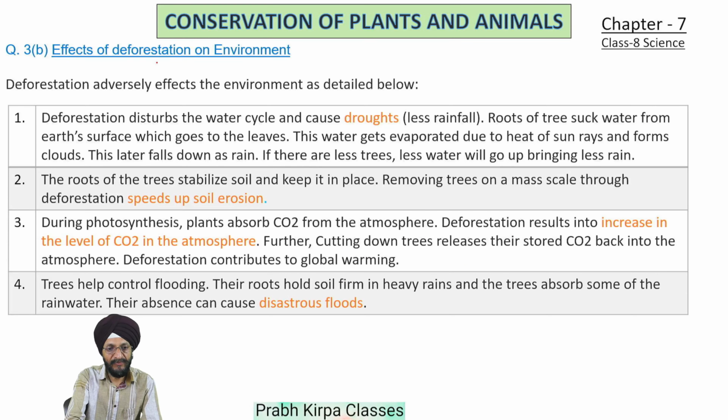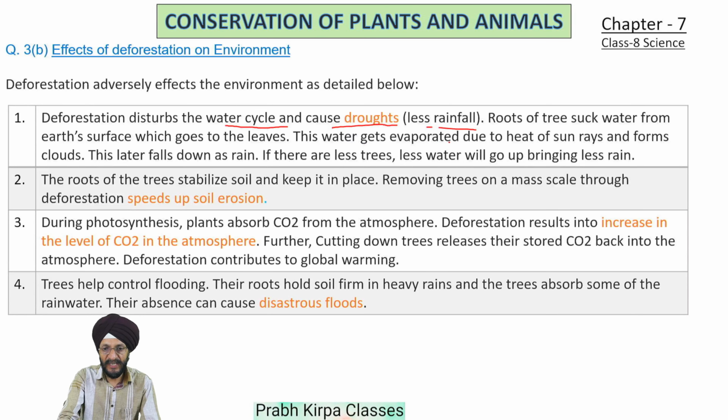Question 3b: effects of deforestation on environment. Deforestation adversely affects the environment as per the details given below. Deforestation disturbs the water cycle and causes droughts. That is, less rainfall. Roots of trees suck water from the earth's surface which goes to the leaves.